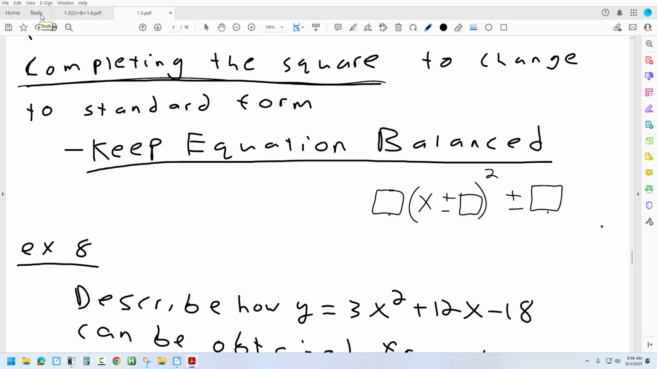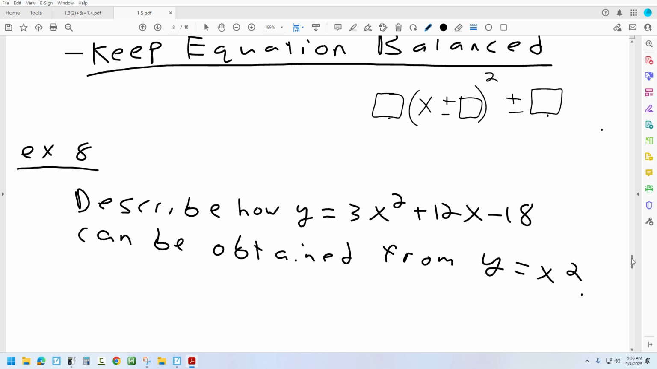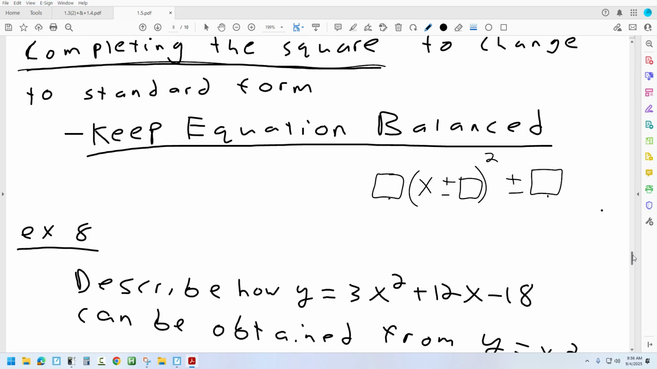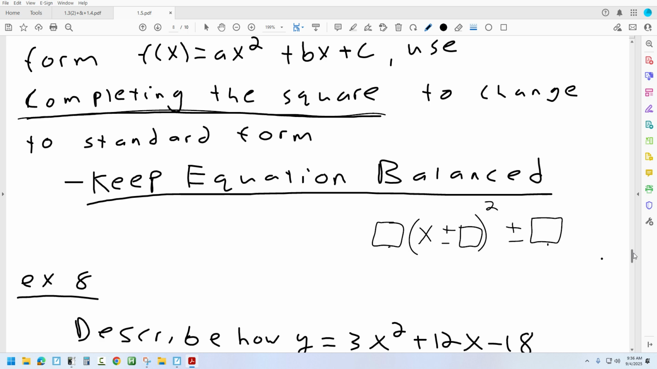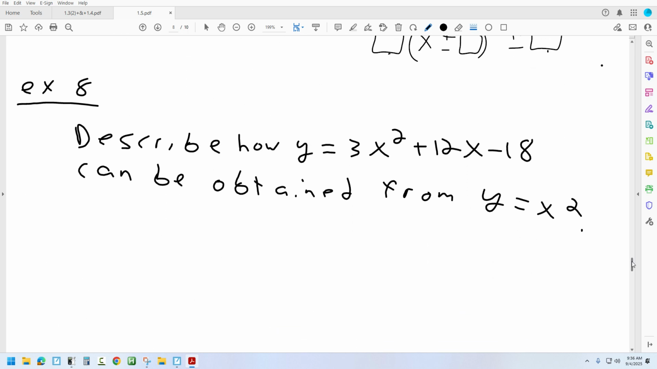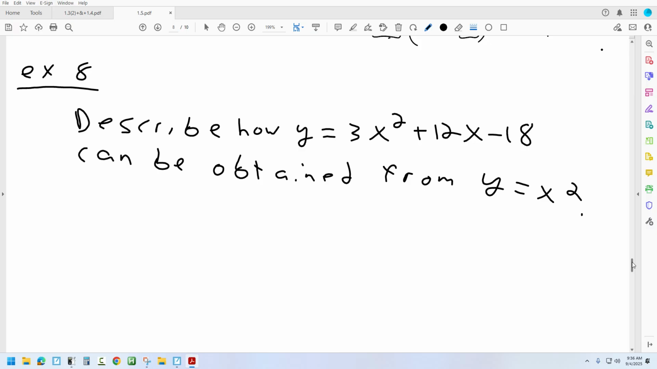Okay, so we got to transform that. Once you transform it, that's the hard part. Then it's easy to identify the transformations. Okay, does everybody have the completing the square, keep equation balanced stuff? Okay. So let's start with this one.